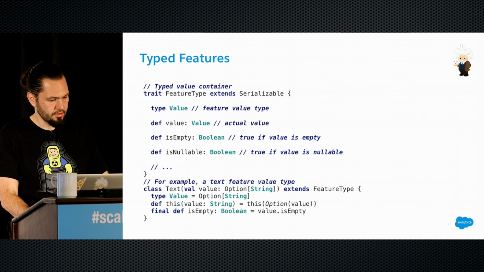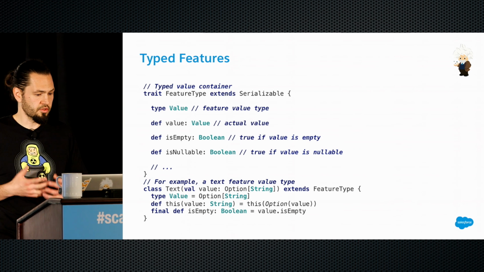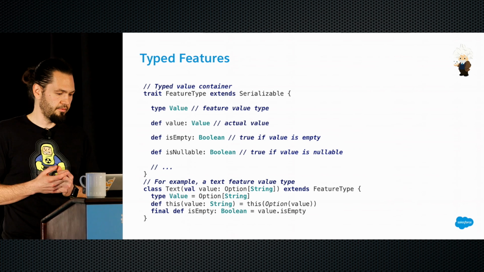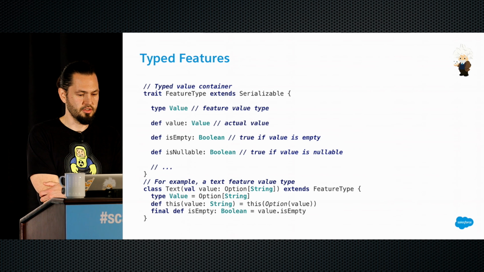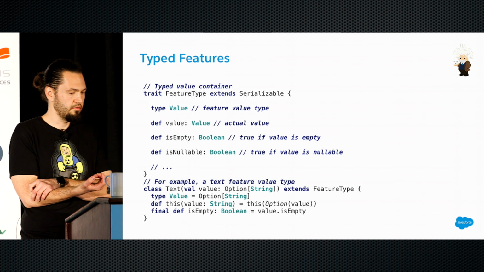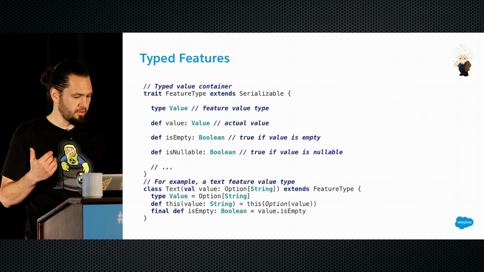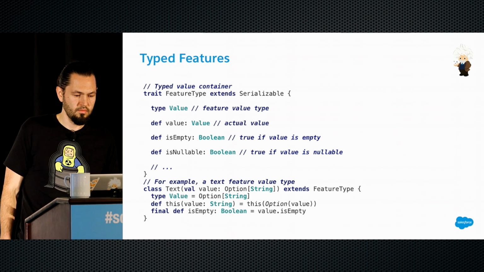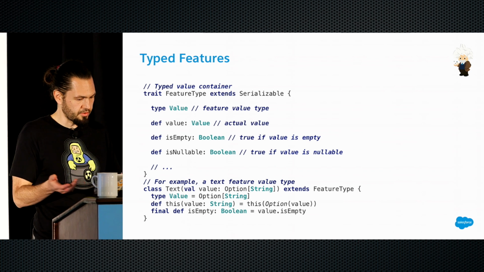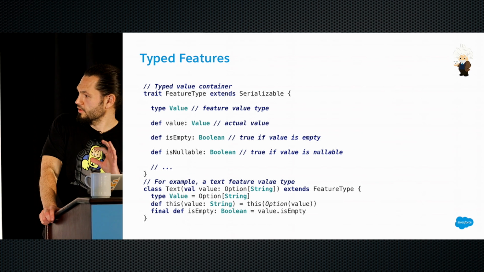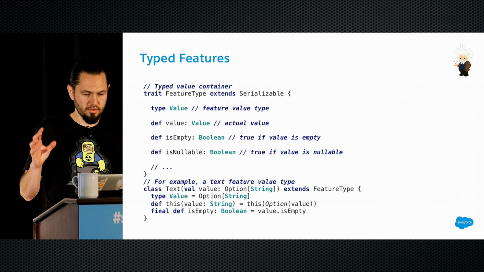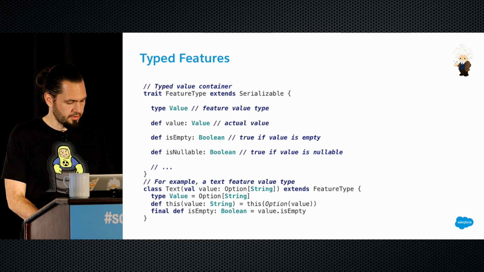Then we went ahead and said, we need a base container to contain the types. So we define a container to contain the feature values. Essentially it defines a type, and then it has the def value there to contain the value. And then we have some simple checks there. Is it empty or is it nullable? And then here's an example for the text type. Text contains a value of option. It extends a feature type, and then of course it defines an option string. I stripped out a lot of functionality from here, for things that we actually want to do with features. But this is essentially to give you the idea of what this container is.